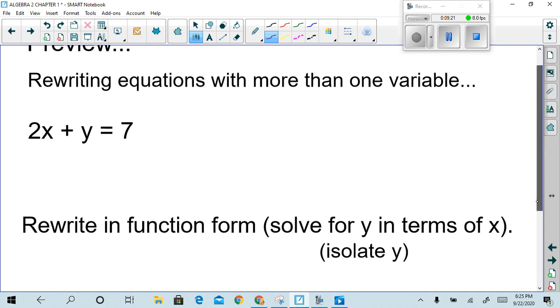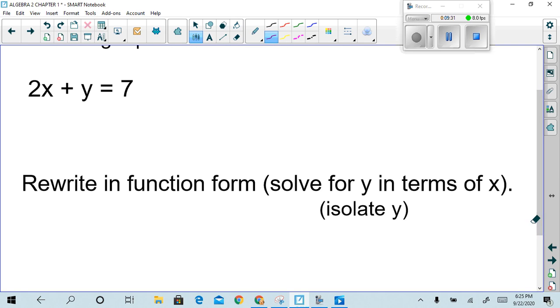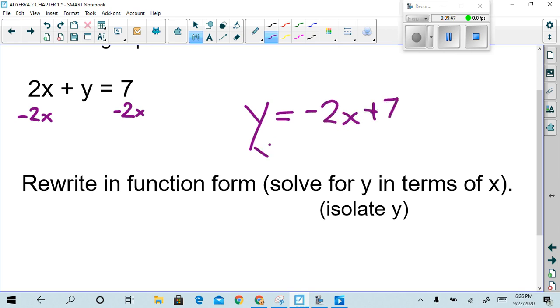In these particular problems, we're going to see that this is what we call standard form, and we're going to be asked to rewrite it into what we call function form, where we solve for y in terms of x. So how do I get y by itself? I'll simply subtract 2x on both sides. I then will have y is equal to negative 2x plus 7, which, if you recall back from a previous class, looks like y is equal to mx plus b, which is our function or slope-intercept form.